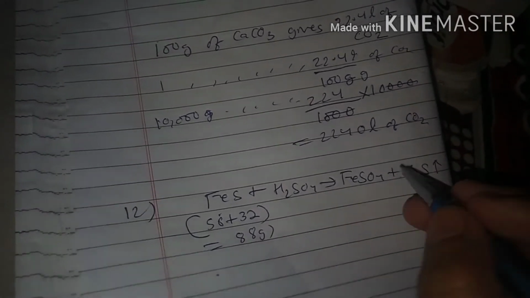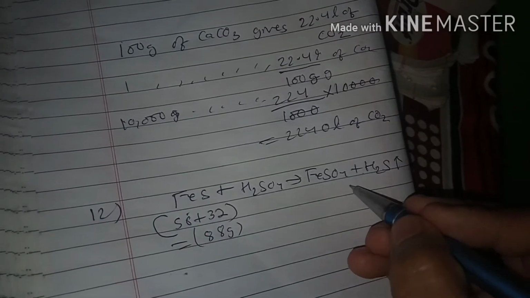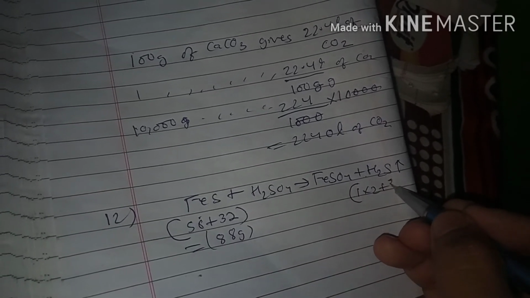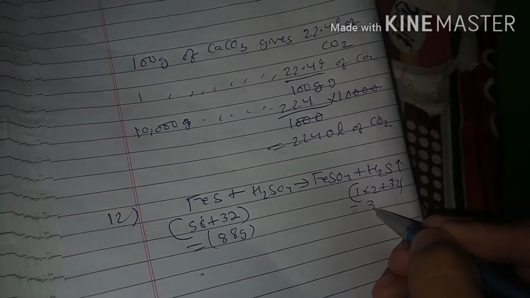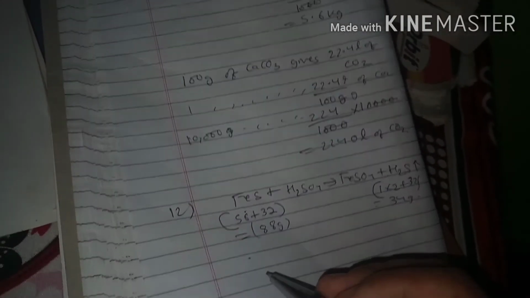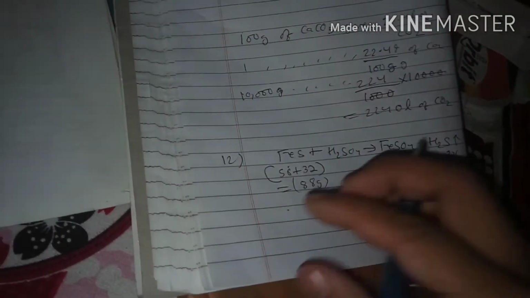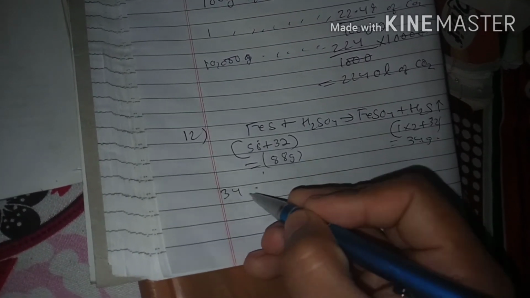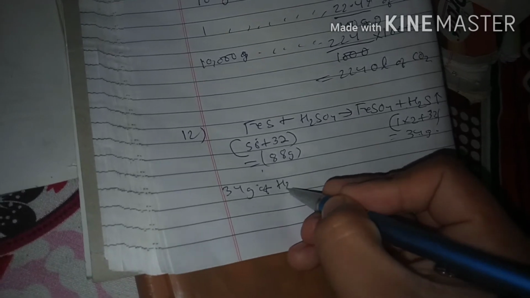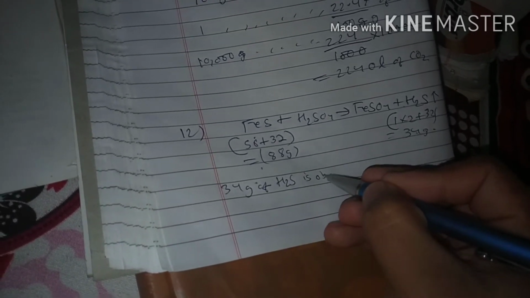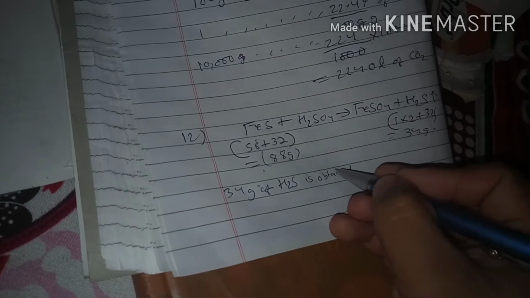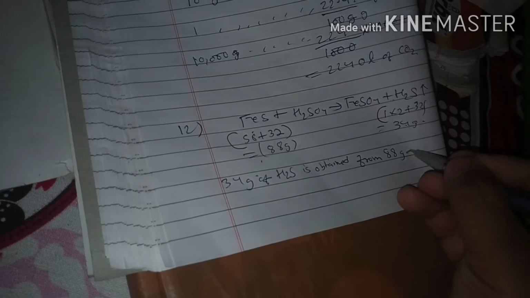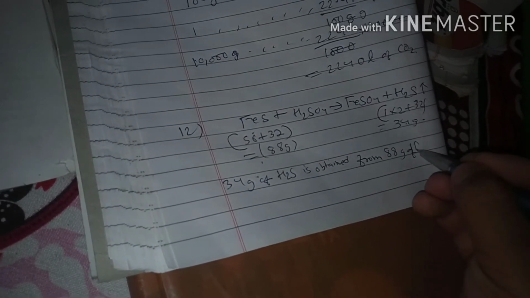Now here, H2S: 1 into 2 plus sulfur 32, so it is 2 plus 32 is equal to 34 gram. Now let's start. This one is known, this one is unknown, so we'll write the known first. 34 gram of H2S is obtained from 88 gram of FeS.